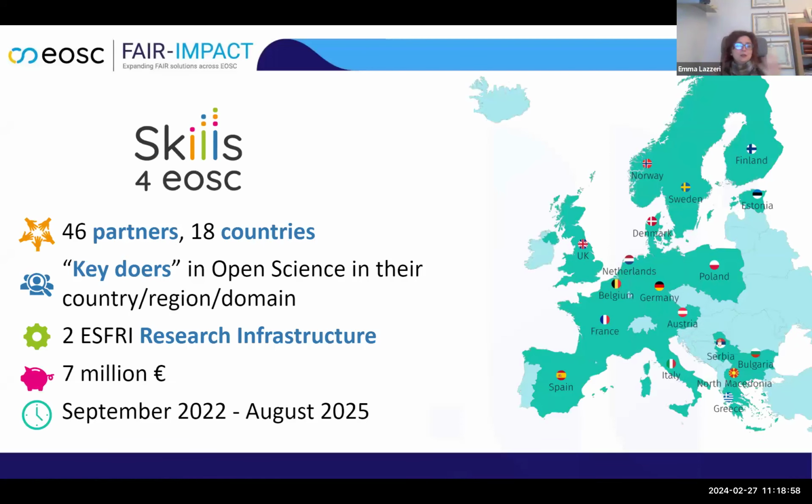But before doing this, let me just remind you that Skills for IOSC is a Horizon Europe project with a 7 million budget that includes 46 partners spread over 18 countries. We have identified in the consortium some key doers in open science in their country, in the region, in the domain, and we also include two of the S3 research infrastructures. One is Operas and the other one is EPOS. The project started in September 2022 and will end in August next year.